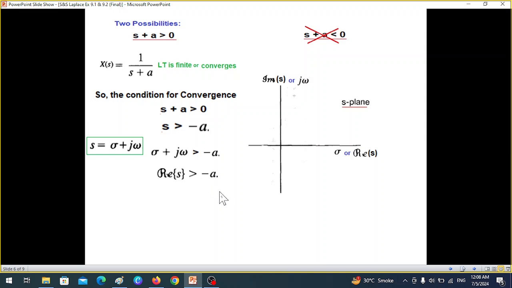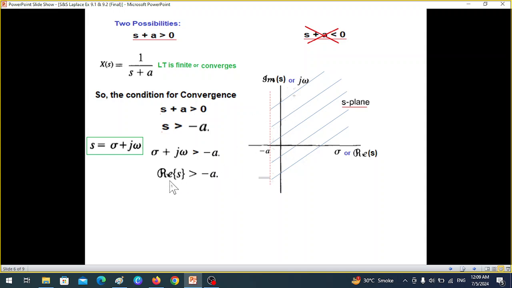Now, what is -a? -a is any value on the real axis line. So let's say we mark it here. This is -a. So the first thing we do is we draw a parallel line. This line is a parallel line at -a. And now we'll see where the signal lies.